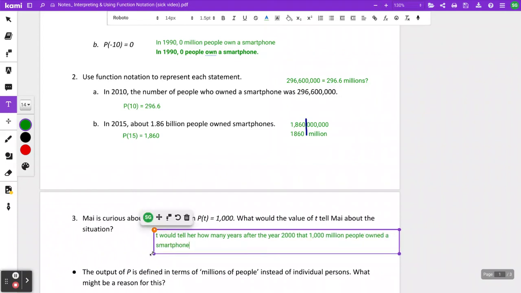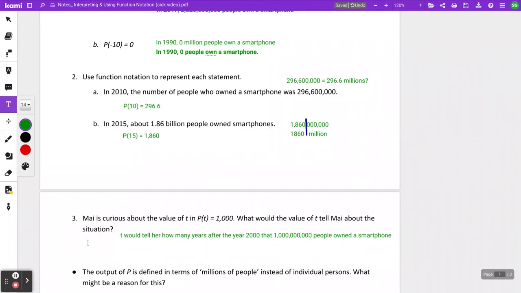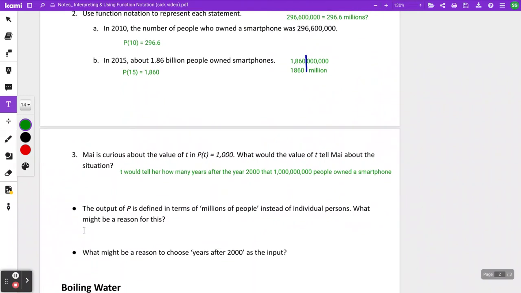And the only thing I would change about what we've got written here is what 1,000 million people looks like. I know the word million is telling me 6 zeros are going to come. So, oops, not at the end of my sentence, though. So I get 1, 2, 3, 4, 5, 6. 1,000 million is the same thing as 1 billion. So t is going to tell her what year 1 billion people own a smartphone and what year that milestone happens. These last 2 questions here are just 2 questions to think through in the situation.